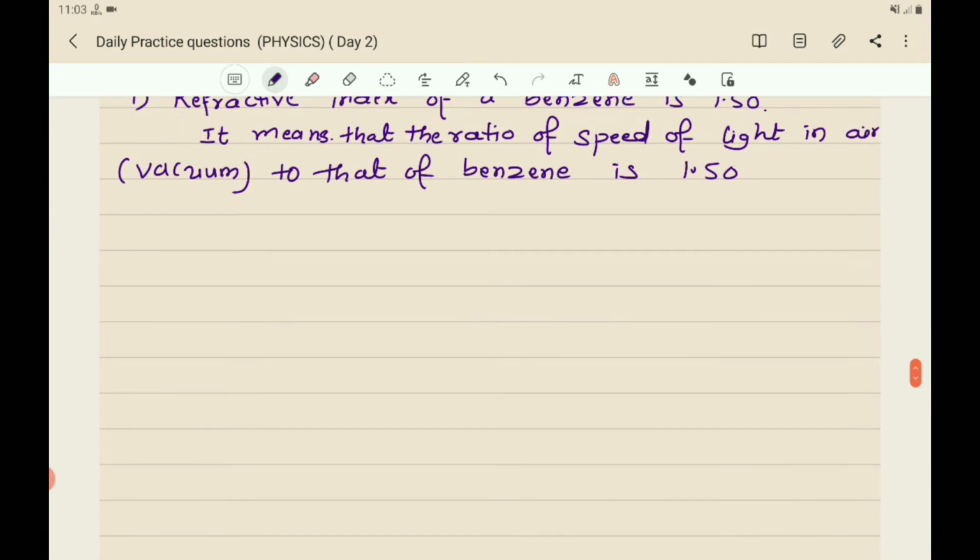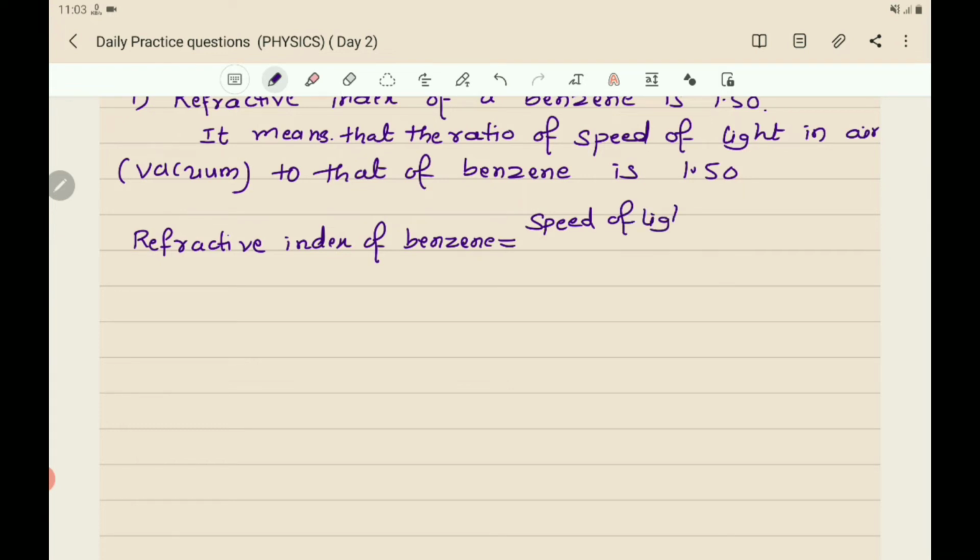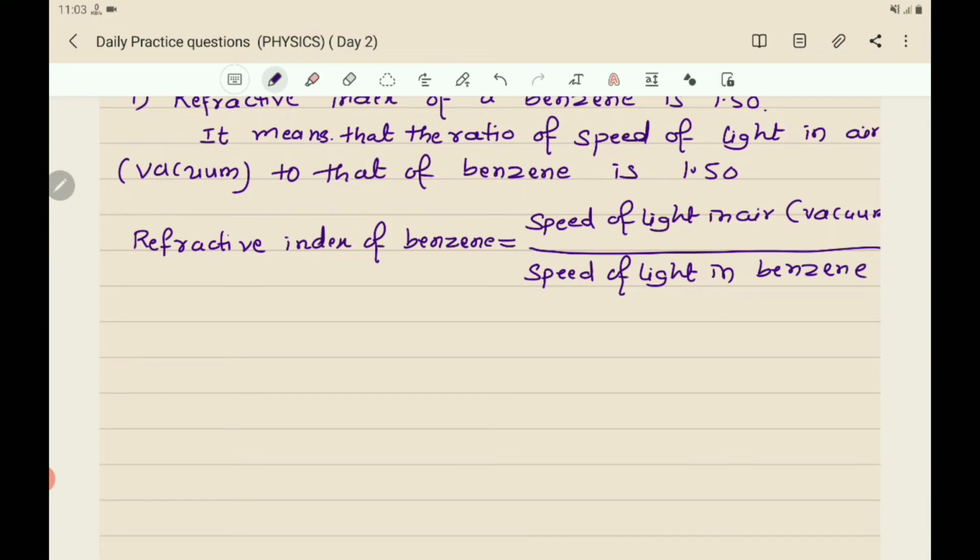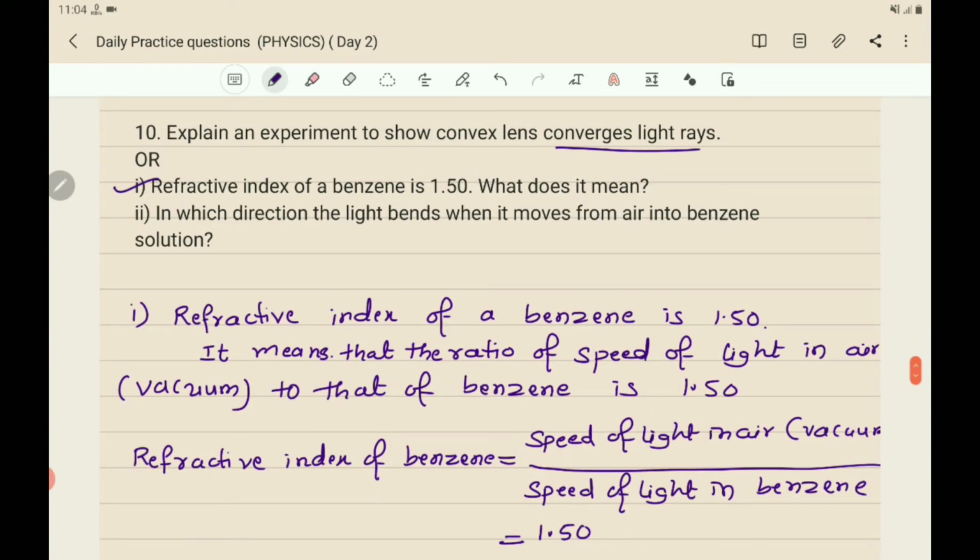So you can write refractive index of benzene equals speed of light in vacuum or air, you take speed of light in air, also you can take vacuum, by speed of light in benzene equals what? 1.50. The sub question, one more question, that is second question.